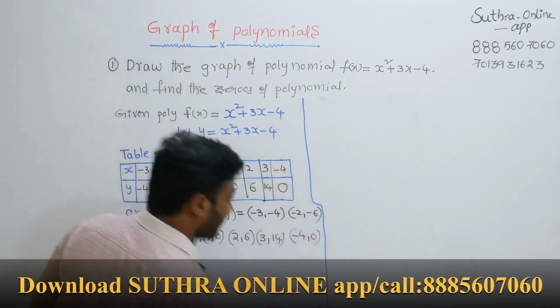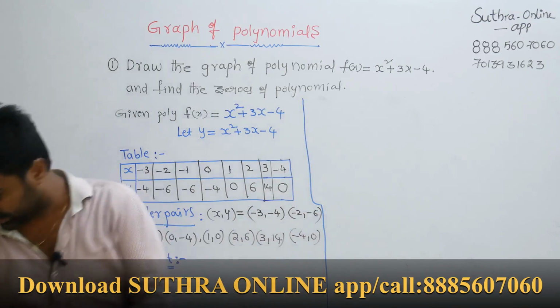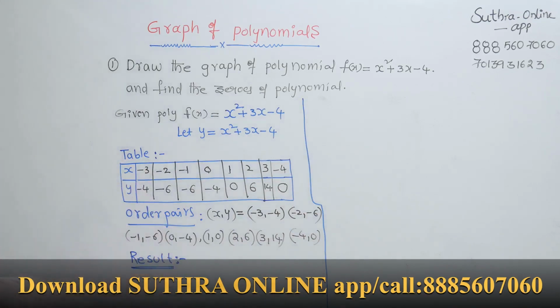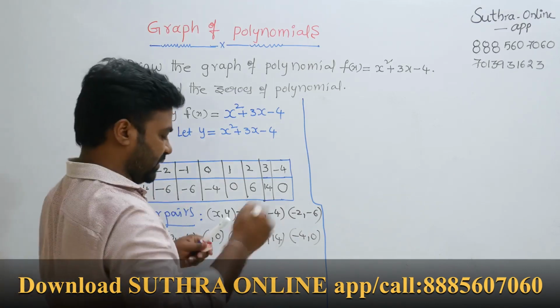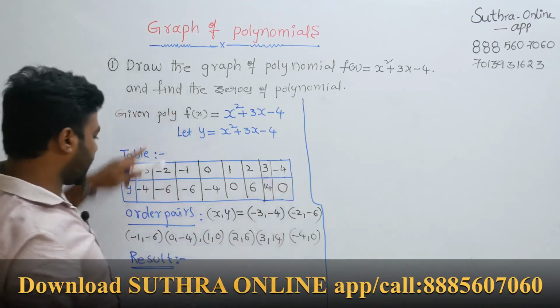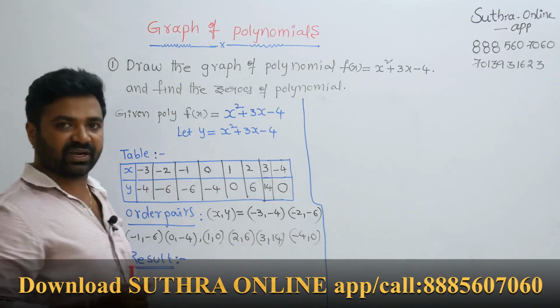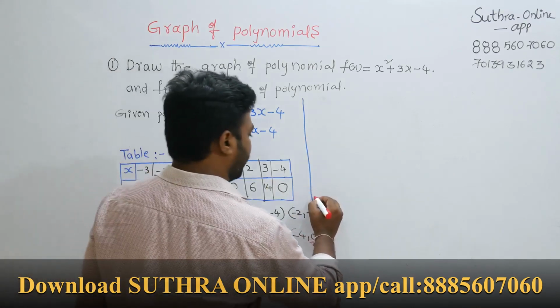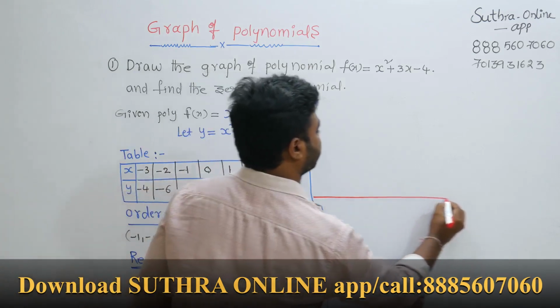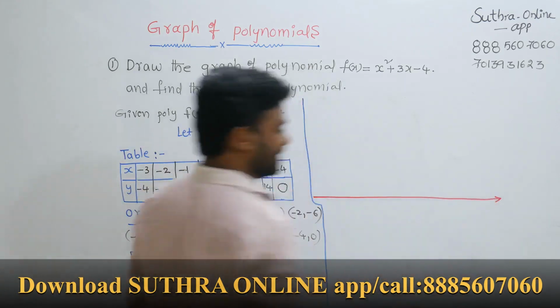we should draw the graph. So now I will draw the graph. Okay. Now first table complete, order pairs, result. So this result will be written graphically. Now so I am taking x axis. So it is x axis.